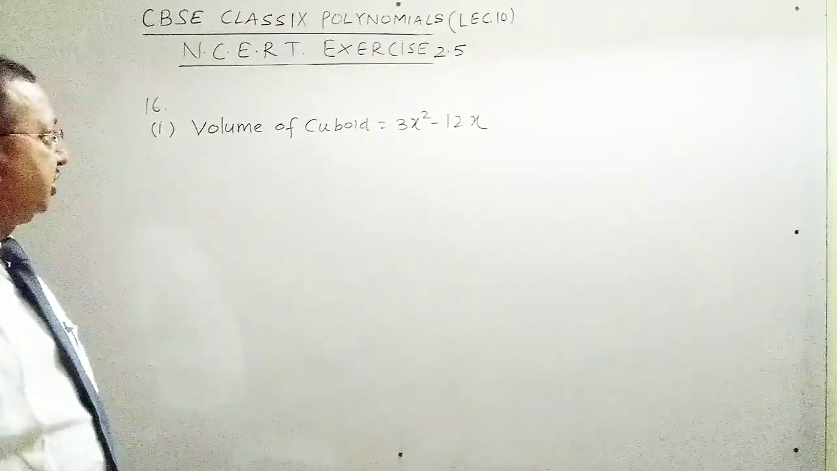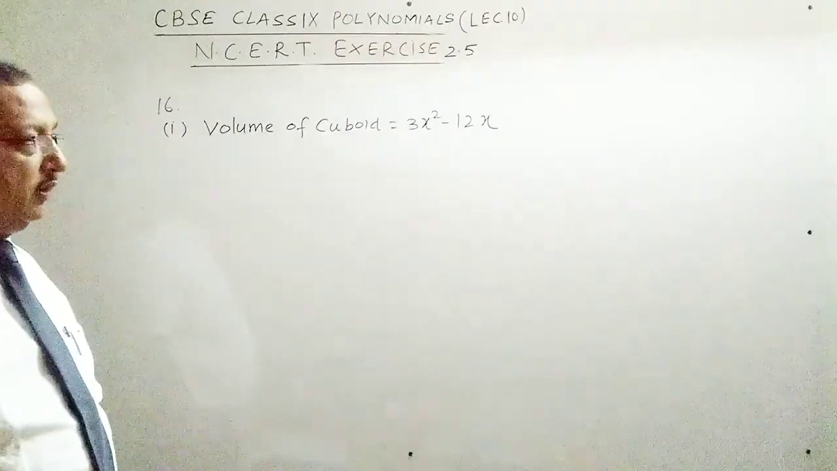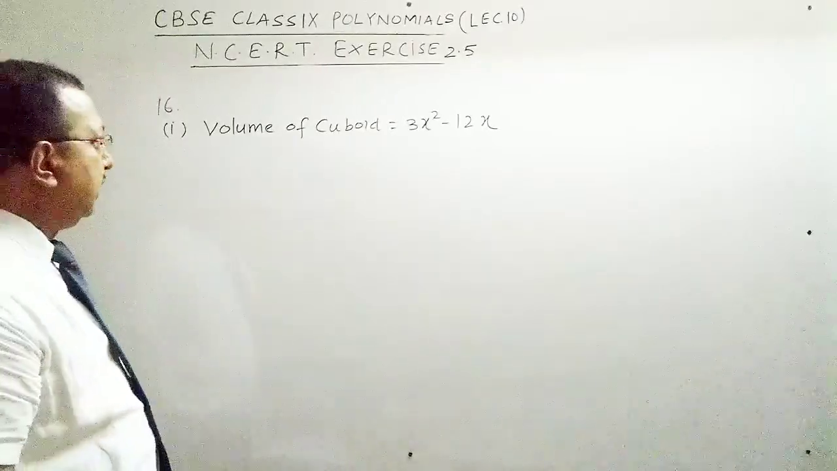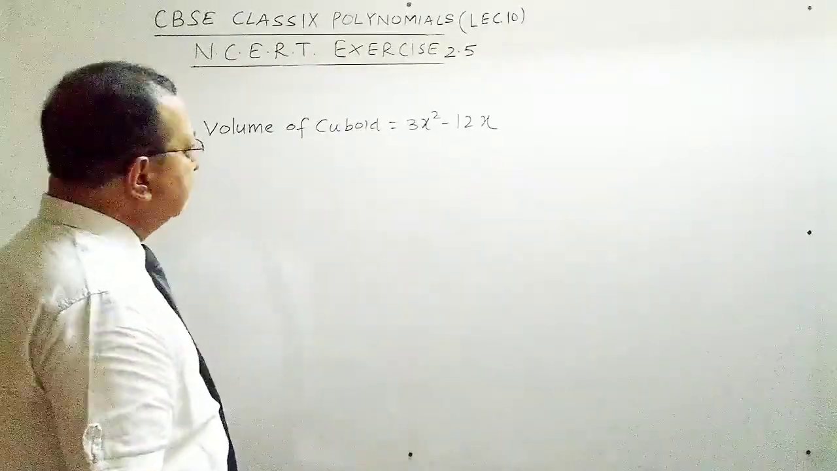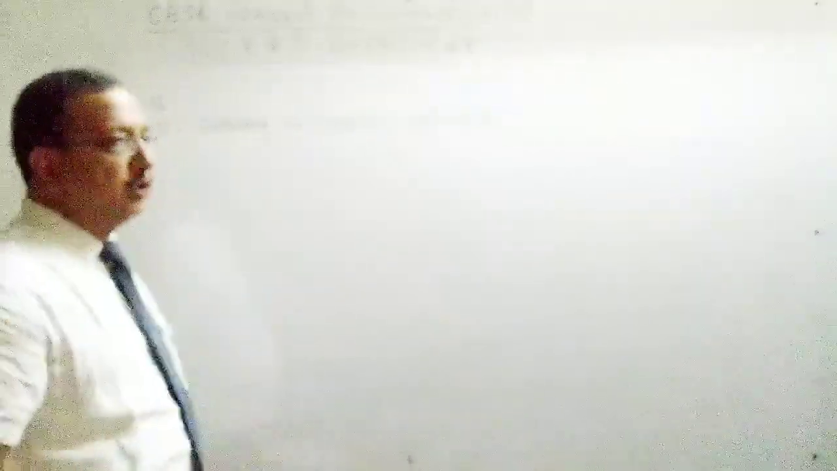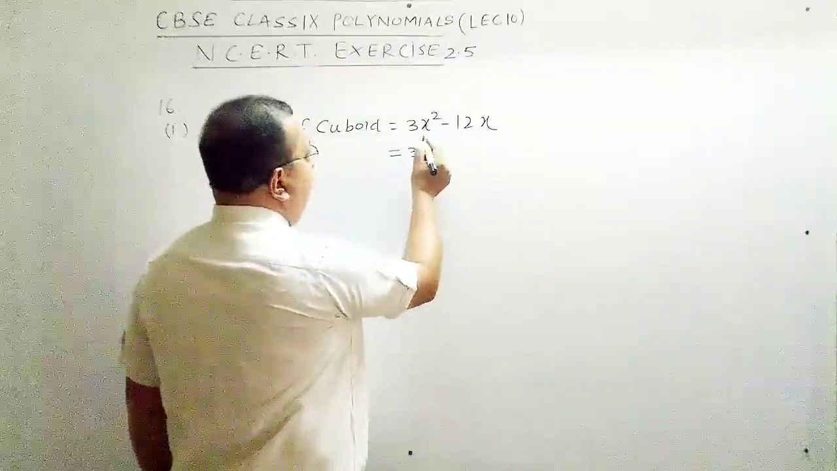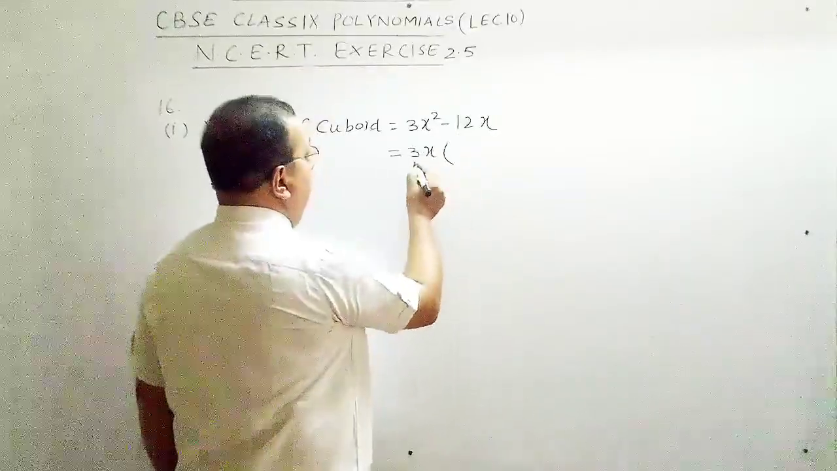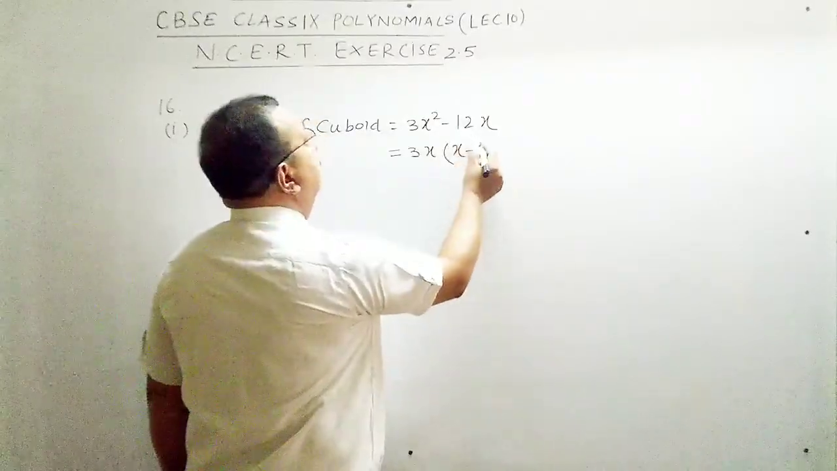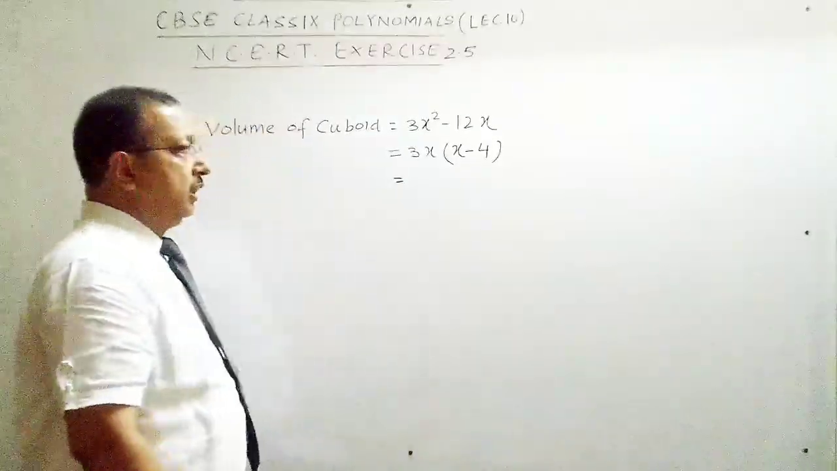Now question number 16. Volume of cuboid is given 3x square minus 12x, and we have to find the possible expressions for the length, breadth and height of the given cuboid. For that we factorize 3x square minus 12x. You see, from 3 and 12, 3 is common. From x square and x, x is common. 3 ones are 3. From x square, x is common. x is left. 3 fours are 12. x is outside. So we have 3x, x minus 4.